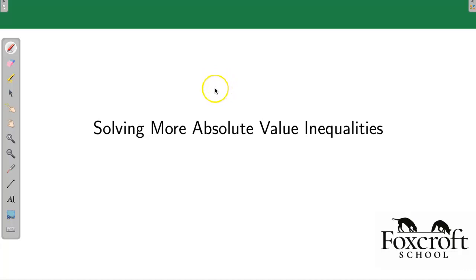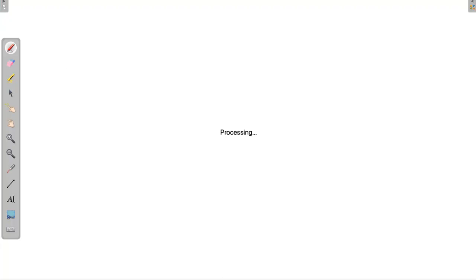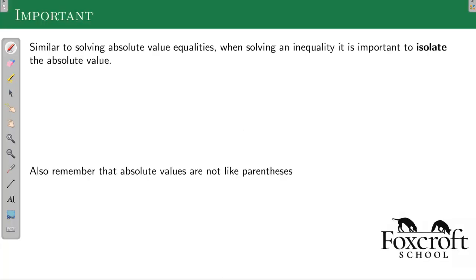In this video, we're going to solve some more absolute value inequalities, just building on the basics. Similar to solving absolute value equations, our very first step is to isolate the absolute value. We have to get that absolute value by itself. We can't touch inside an absolute value, so the only way we can get rid of it is to get it by itself and then apply the property of absolute values. We can't add and subtract things.